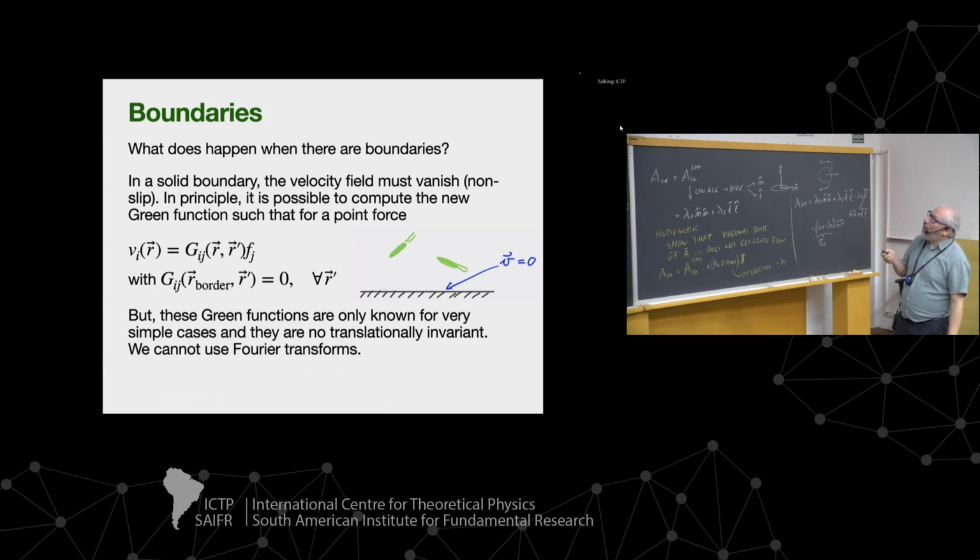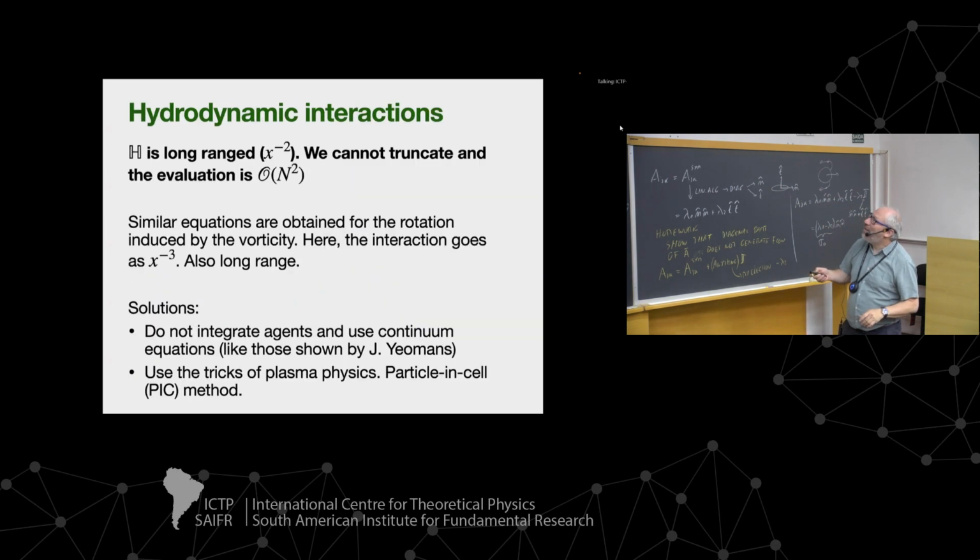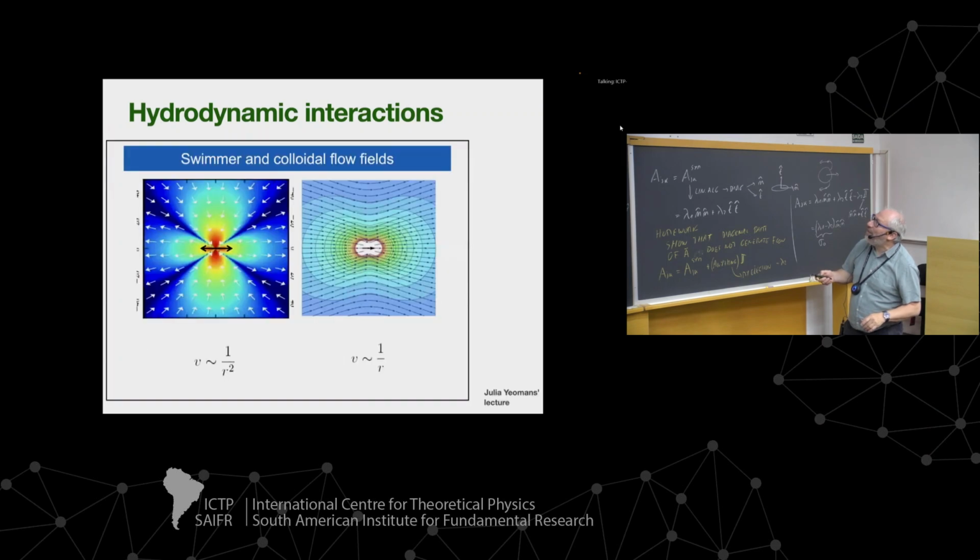So the velocity field on the solid boundary must vanish. It's called a no-slip boundary condition. For that case, you can in principle compute the new Green function when you have solid boundaries. I'm going to go very fast, so don't get sick. If you have too many caipirinhas, maybe this is going to make you feel bad.